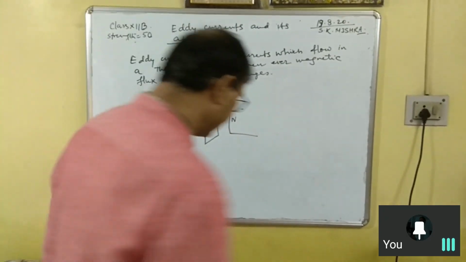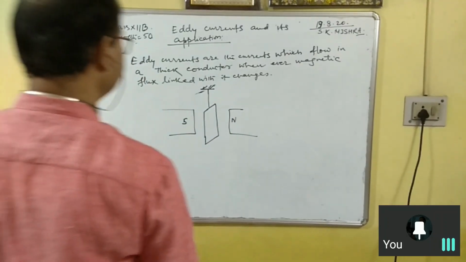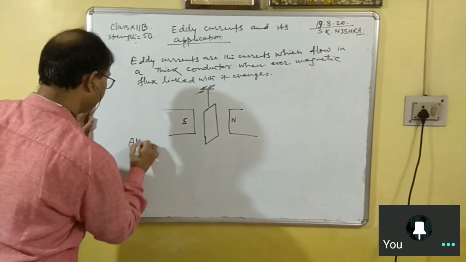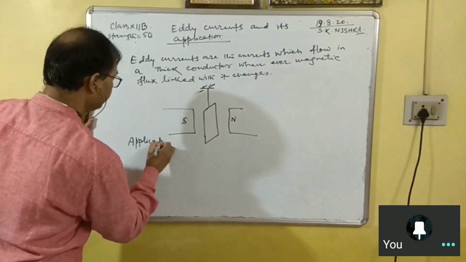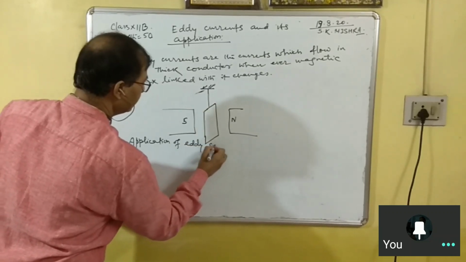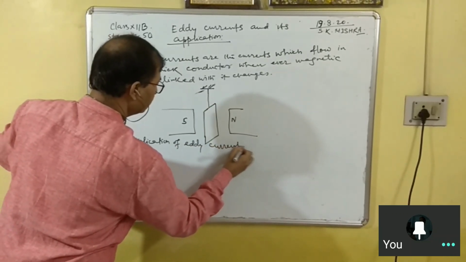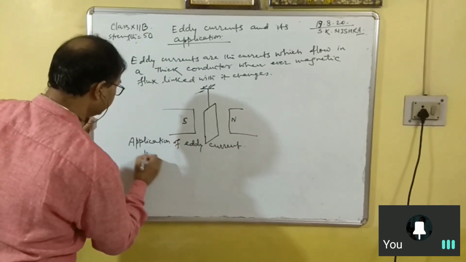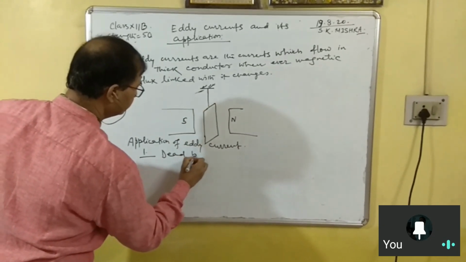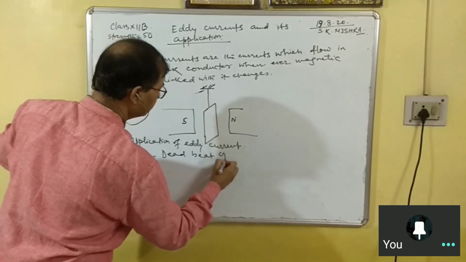Now, you can see the applications of eddy currents. One of the applications is in the dead beat galvanometer.